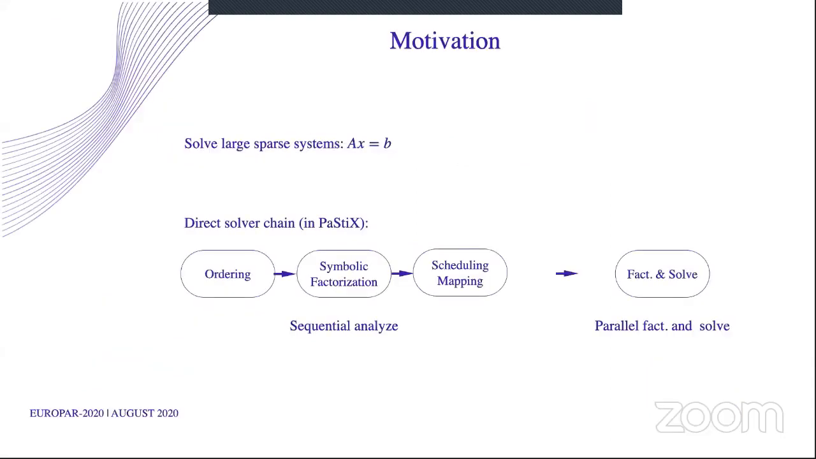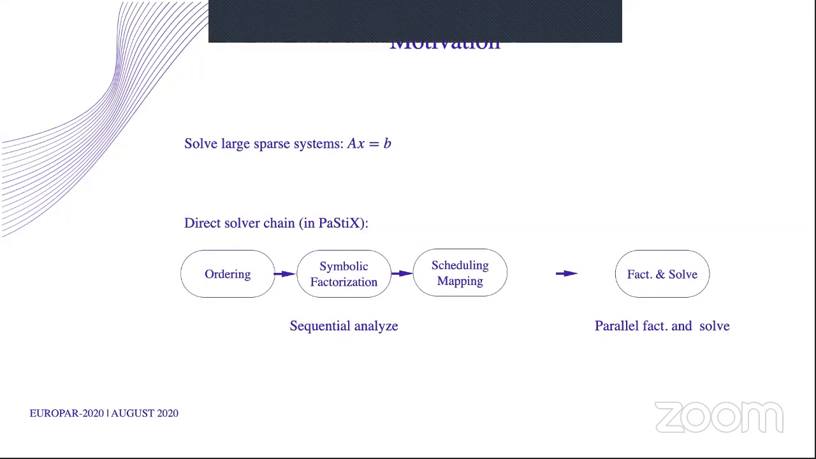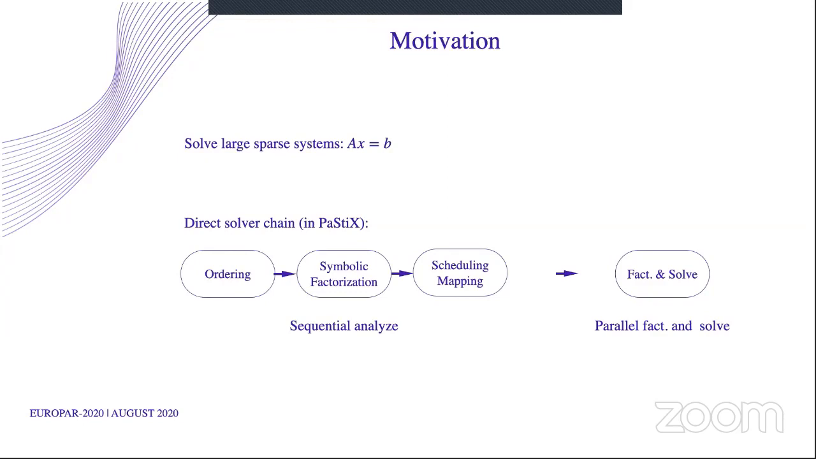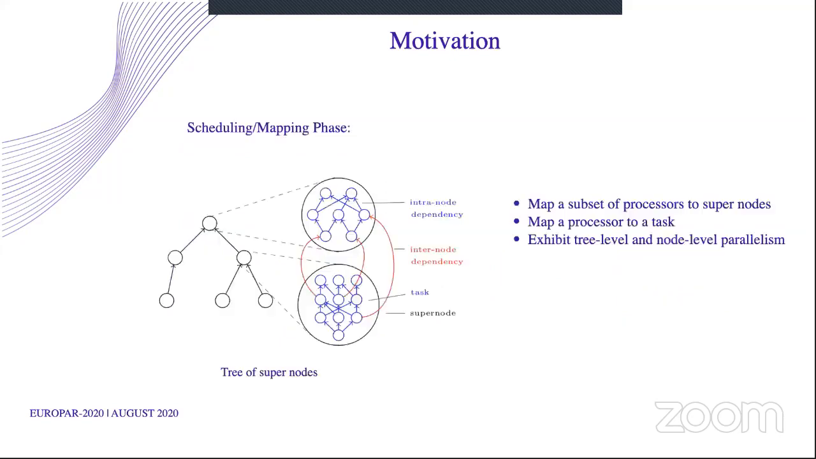Sparse matrix solvers are going to solve the linear system AX equals B, in which A is very large and sparse, with lots of zeros included. Generally speaking, there are direct methods and iterative methods. In PaStiX, a direct matrix solver considered in this work, the solving is composed of a sequential analyze step and a parallel factorization and solve step. We focus on the scheduling and mapping phase in this work.